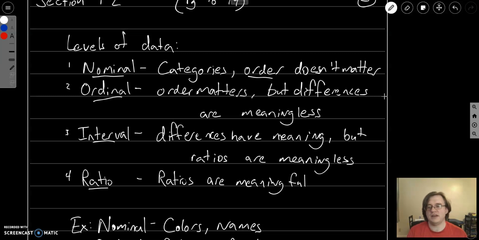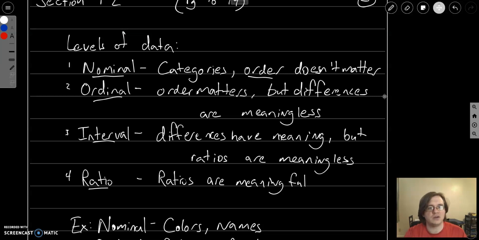Once order does matter, you jump into the ordinal level of data. So in the ordinal level of data, you can order various bits of data, either parameters or statistics, and that order has some meaning to it. But maybe the differences between the different levels are a little bit meaningless.